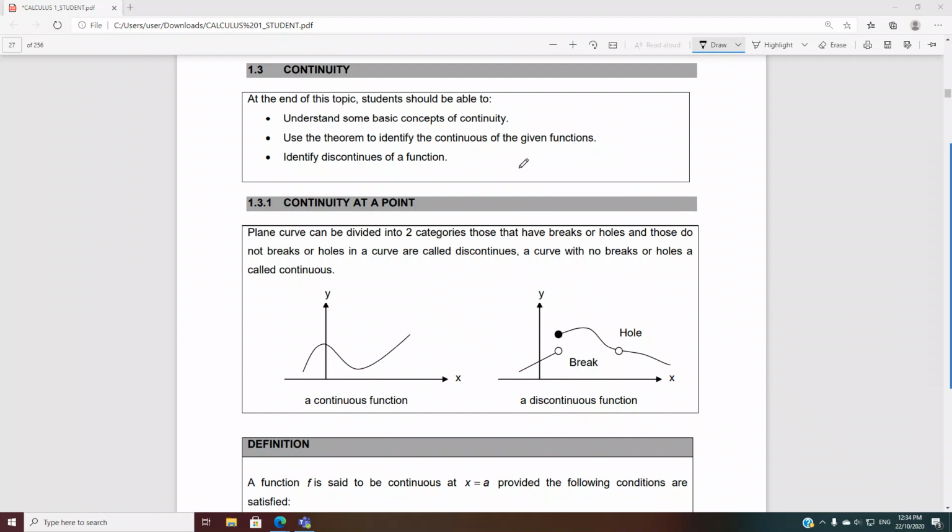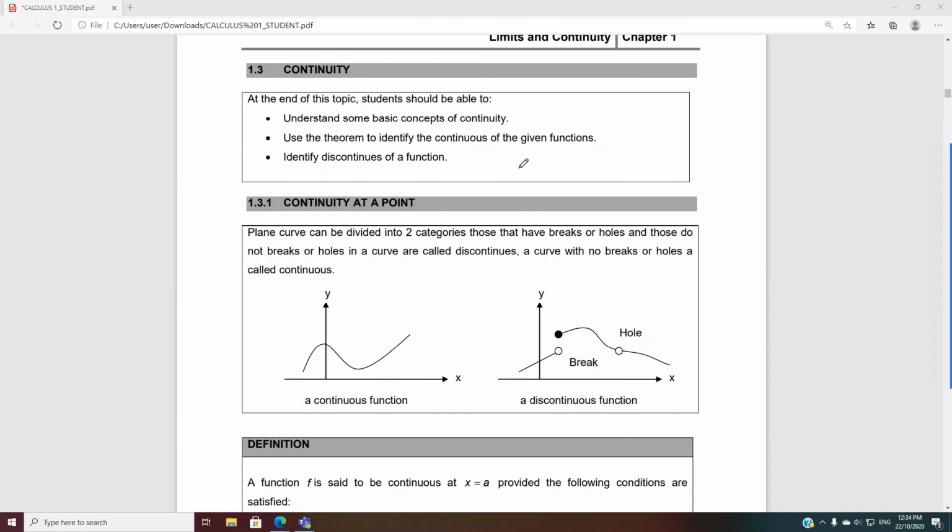Continuity. Okay, so at the end of this topic, students should be able to understand some basic concepts of continuity, use the theorem to identify the continuity of the given function, and lastly, identify discontinuity of a function. Okay, 1.3.1, continuity at a point.